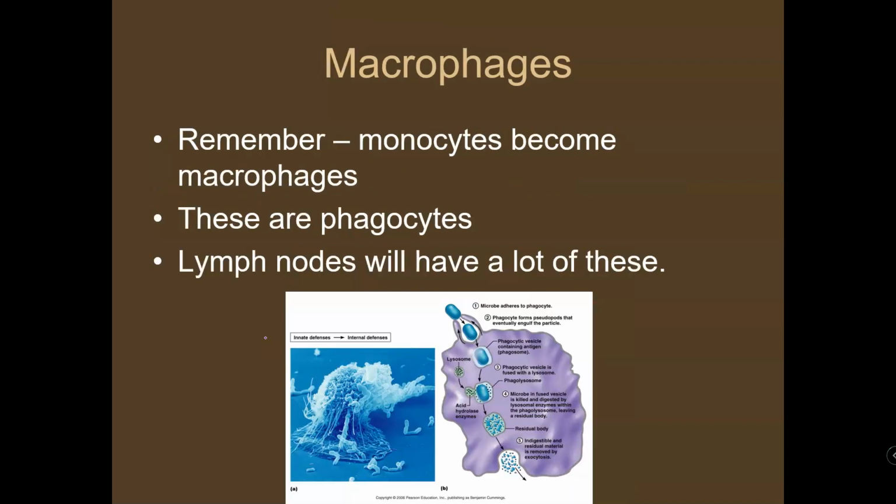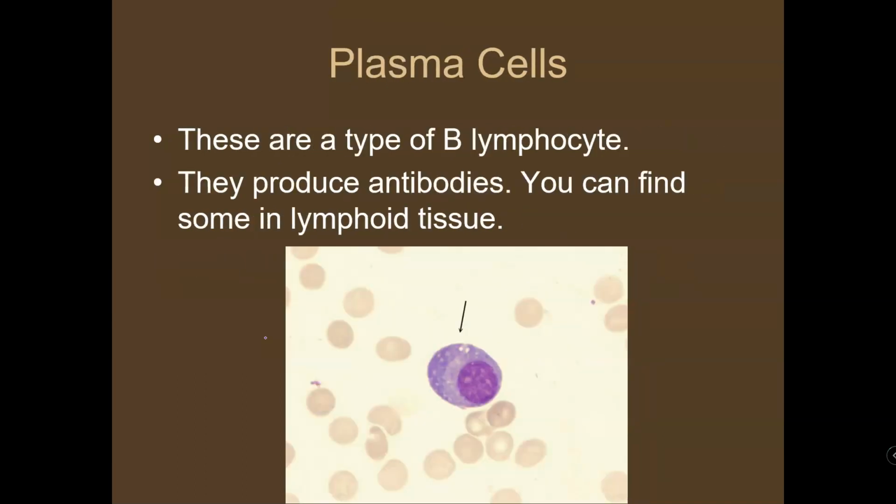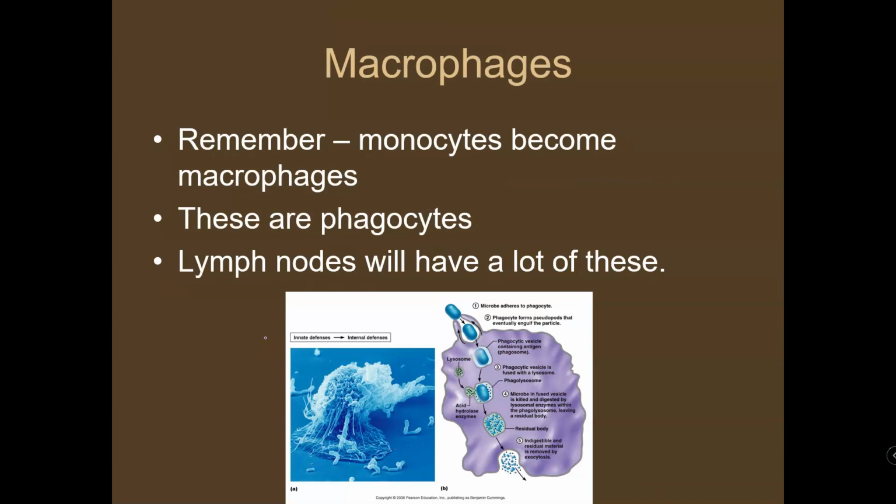Macrophages we have talked about in a lot of detail earlier. So all of these types of cells, lymphocytes, which include plasma cells and T cells and the other B cells as well, including memory cells, and macrophages, they're all hanging out in all of our lymph tissue, including our lymph nodes.